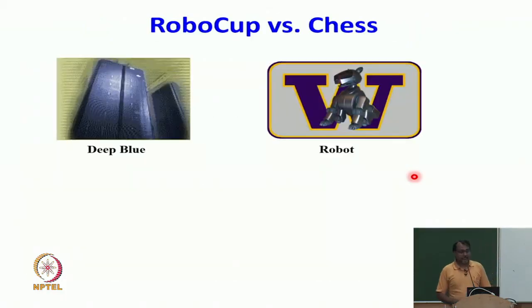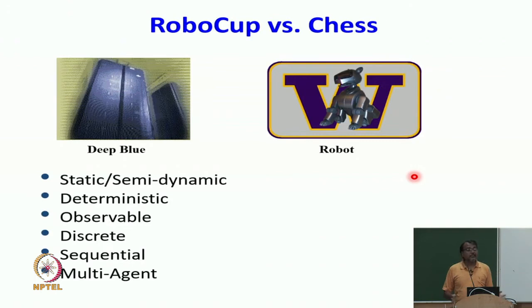Let us quickly think about this. So, chess versus robot, right. Is chess a static environment or a semi? It is a semi-dynamic environment. Is it a deterministic or a stochastic environment? Deterministic. Is it observable or partially observable? Fully observable. Is it discrete or continuous? Discrete. Is it sequential or episodic? Sequential. Is it single agent or multi agent? Multi agent, two agents acting against each other, right. So, that is your chess environment.